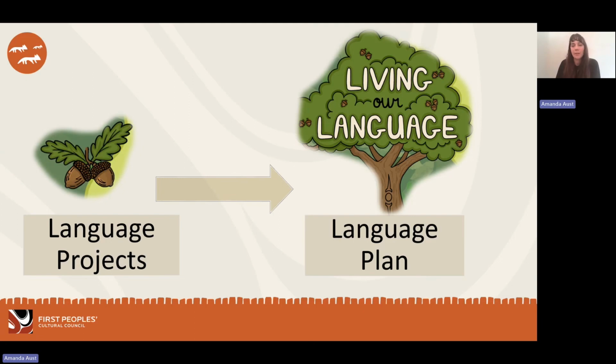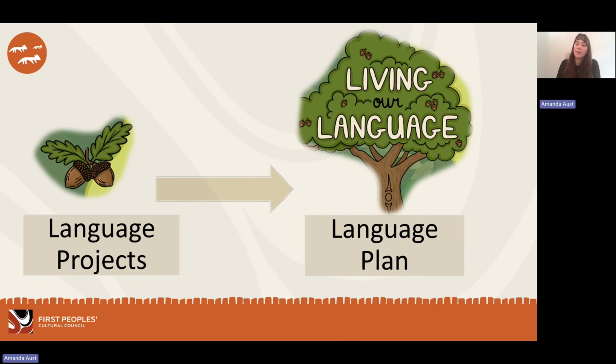So how is developing a language plan different from implementing a language project? A language project is typically a single activity, such as forming a language nest, a recording project, or developing a curriculum. Language projects are short-term. They have a start date, an end date, and a near-term goal. They're reactive to challenges and responsive, seek funding year after year, and could be taken on by individual language teams. Project-based models often only create language awareness rather than language proficiency through the whole community.